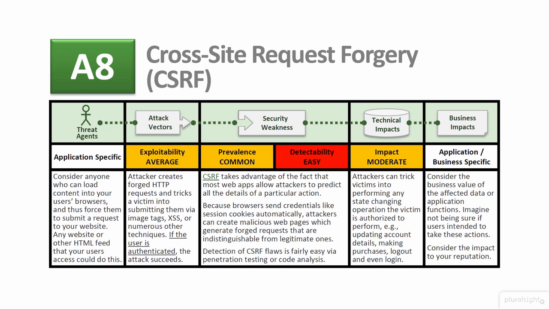It is, however, very easy to detect, and as I said earlier, easy detection means it's easy for attackers to find. And as we'll see here in the description, CSRF simply takes advantage of the fact that most web apps allow attackers to predict all the details of a particular action. And really what we're saying here is that if an attacker knows what a request pattern should look like, and I'll give you an example of that in just a moment, they can trick the user's browser into making that request on their behalf. Now, in case that sounds a little bit odd, let's go and do a demo, and I'll show you exactly how that works.